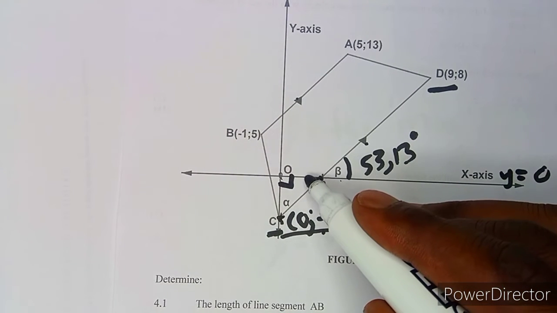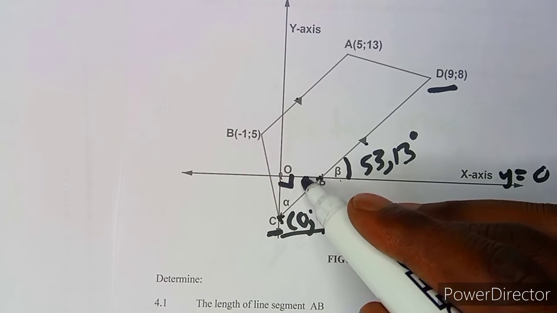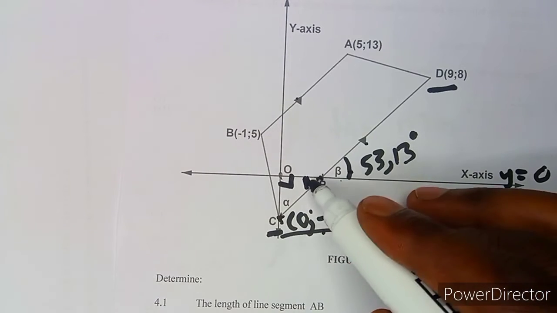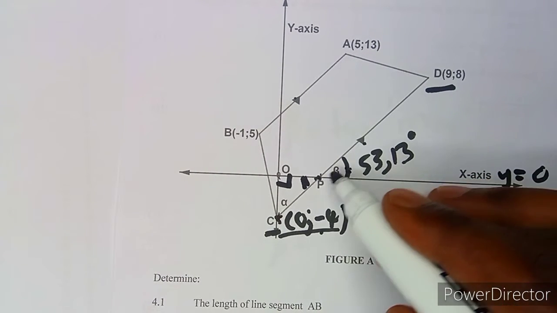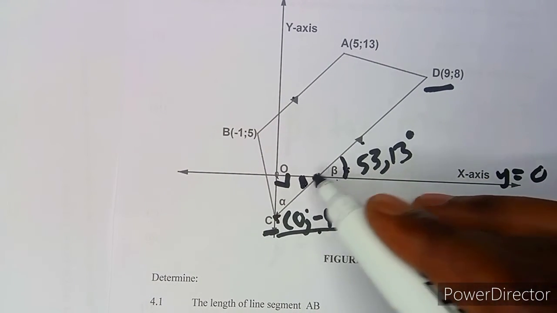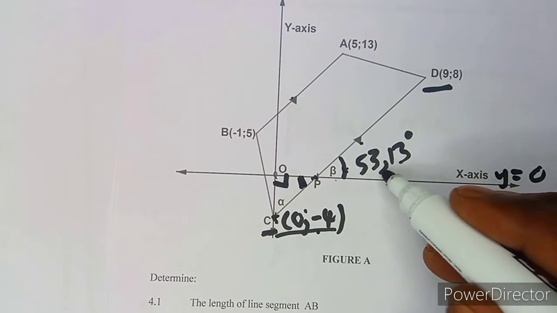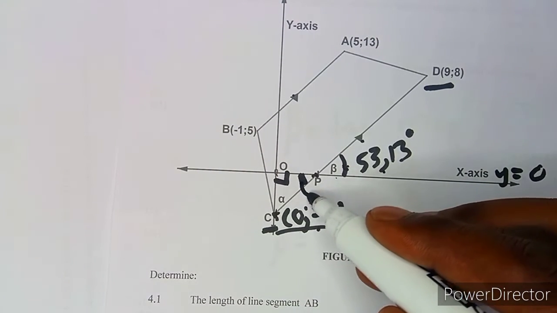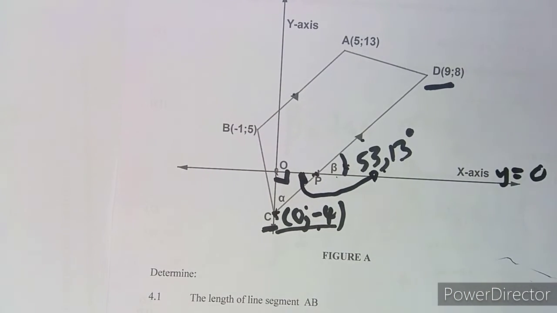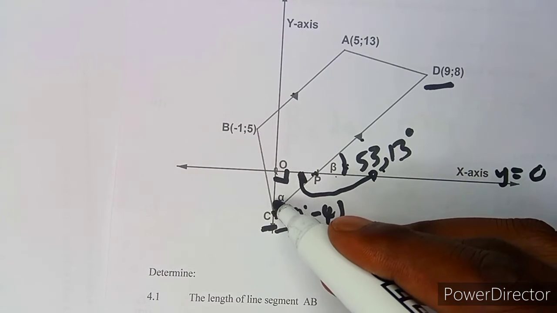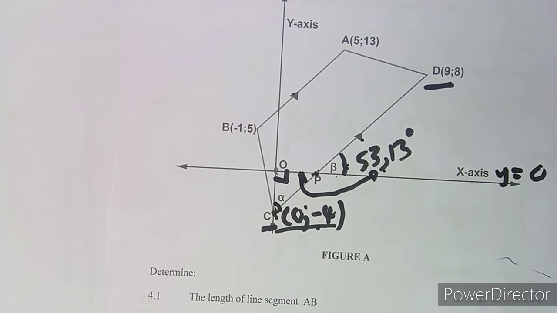Then this angle P inside this triangle is the same as this angle beta, because these are vertically opposite angles, they are equal. So this angle is the same as 53.13. This angle is the same as 53.13. So in order for us to find alpha, as you can see, we are given two angles and we are remaining with the third angle.